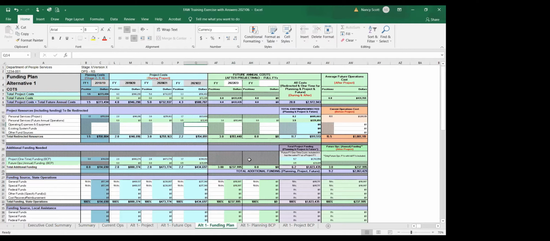So for the next example, let's go ahead and just put in there 400,000 of operating. Let's just put existing funds, 400,000. So really what I would need on my BCP is 34,697. So if I was using these tools, this Alt1 planning BCP or this Alt1 project, they're going to match what we need. So the total additional funding would be the 114,690.